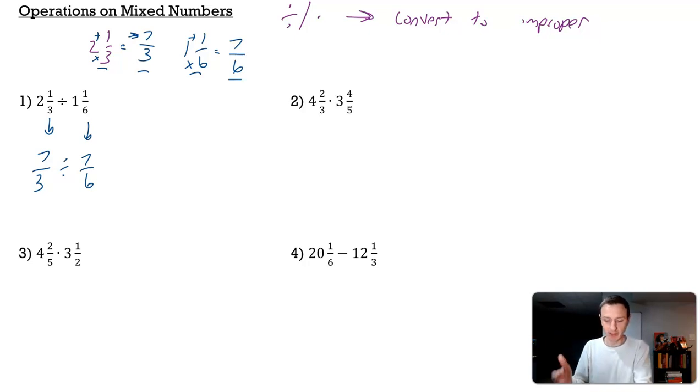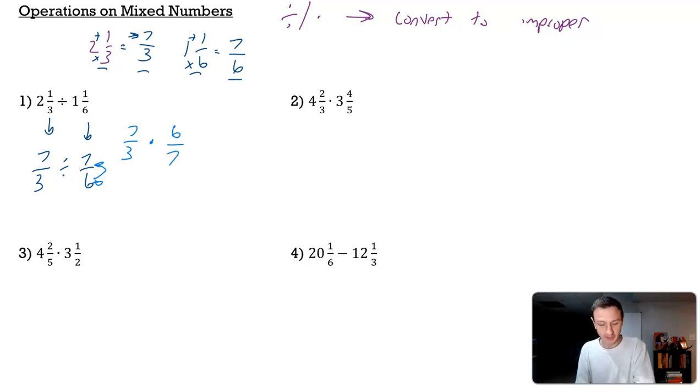Now it's the same set of rules that you would use with multiplying, with dividing first. We're doing a division problem here with dividing fractions. So the rule for dividing fractions is you want to keep the first fraction the same, change division to multiplication, and then take the reciprocal of the second fraction. So 7 over 3 times 6 over 7.